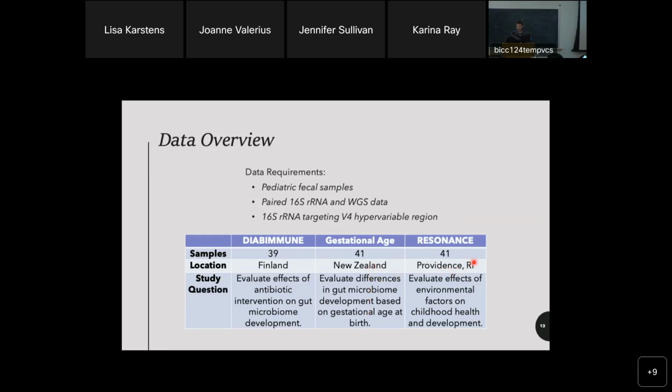The final data set we included here was a subset of samples in the RESONANCE cohort, specifically collected at the second time point. And this contained 41 samples from children in Providence, Rhode Island.